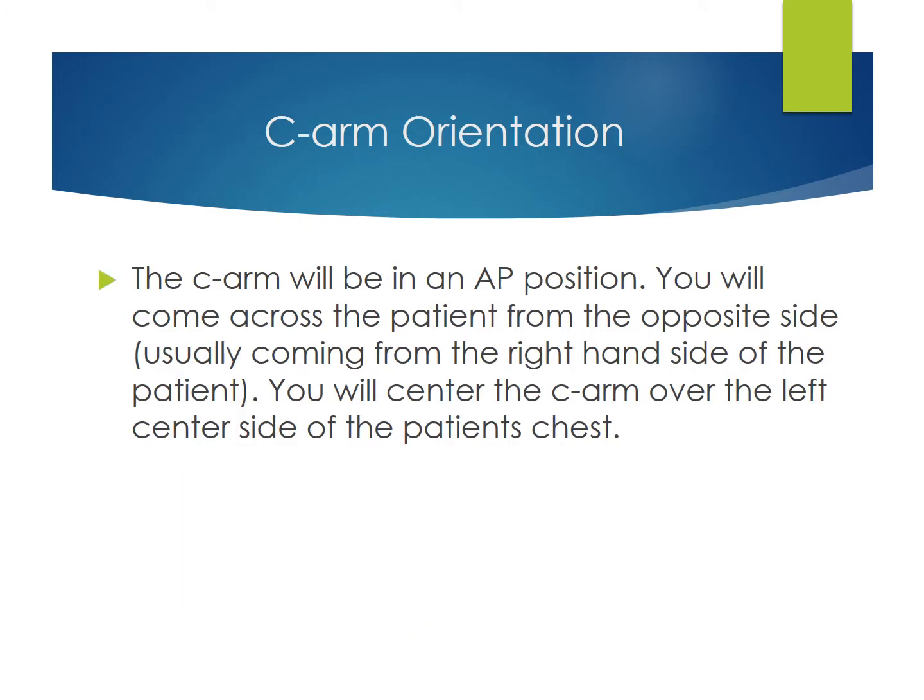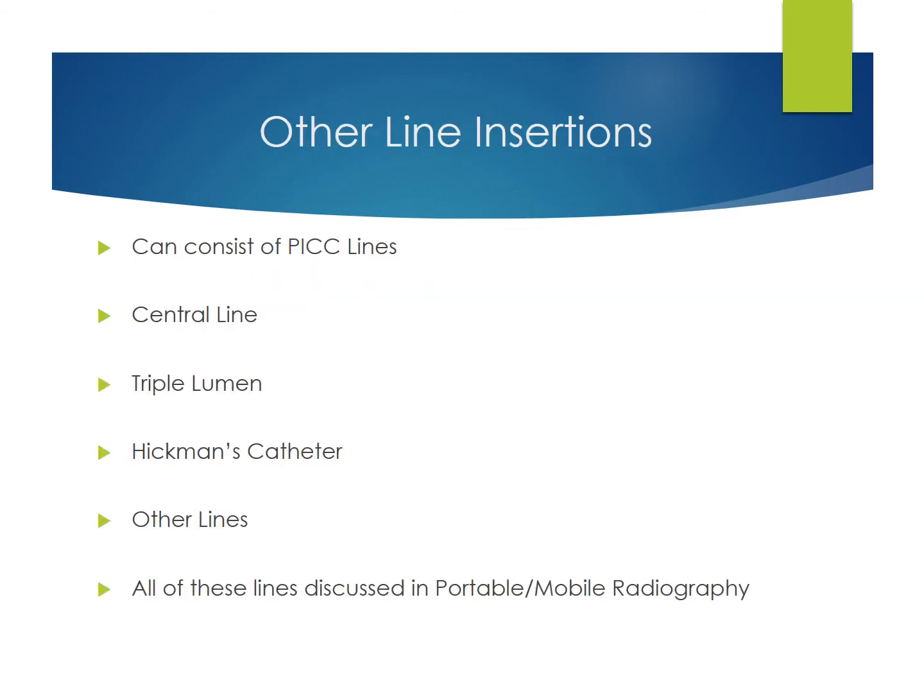C-arm orientation. The C-arm will be in an AP position. You will come across the patient on the opposite side, usually coming from the right-hand side of the patient. You will center the C-arm over the left center of the patient's chest. Other line insertions can consist of PICC lines, central line, triple lumen, Hickman catheters, and other lines. All of these lines are discussed in your portable mobile radiography.